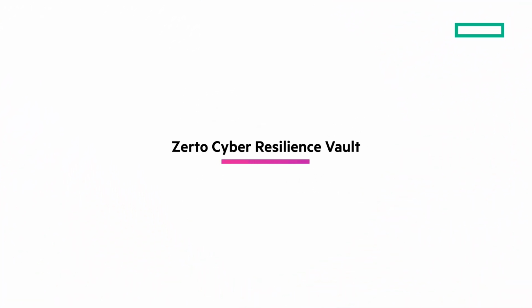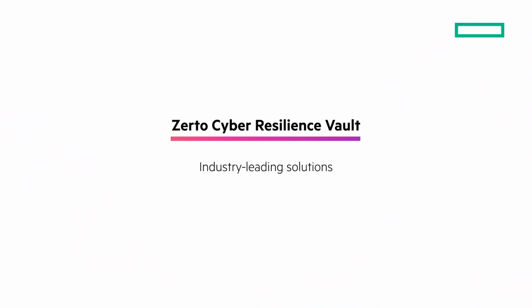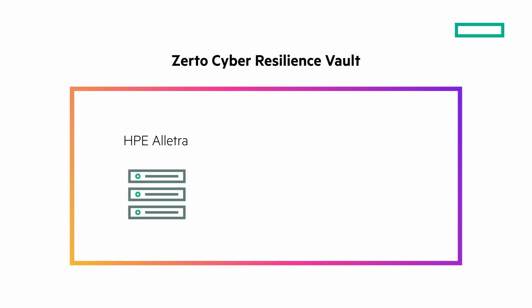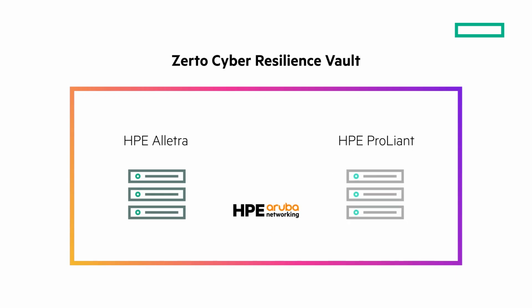The Cyber Resilience Vault uses four industry-leading solutions: HPE Alletra for storage, HPE ProLiant for compute, HPE Aruba for networking, and Zerto for high-performance replication and recovery. All of it is tied together using expert professional services to get you set up and protected as fast as possible. The process for vaulting your data has only three key steps.